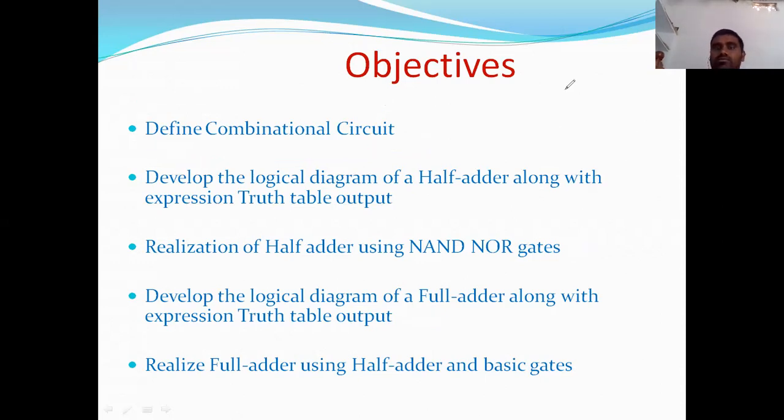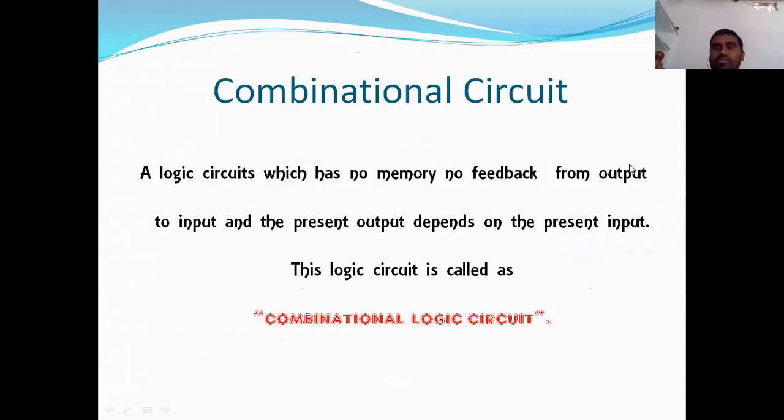The next one is combinational circuit. The first topic is combinational logic circuits. A logic circuit which has no memory, no feedback from output to input, and the present output depends upon the present input, is called a combinational logic circuit. So here we have the topic combinational logic circuits.